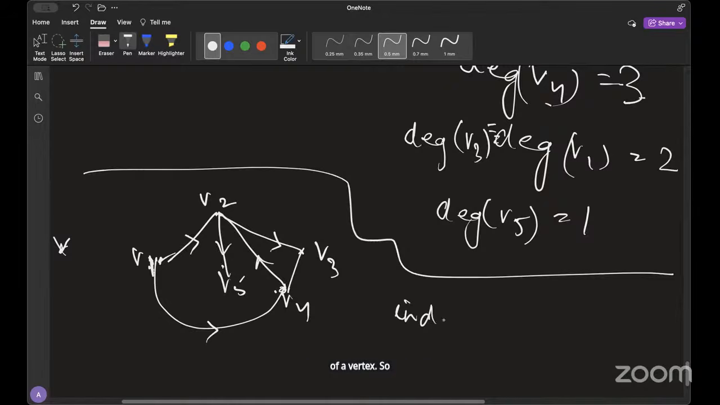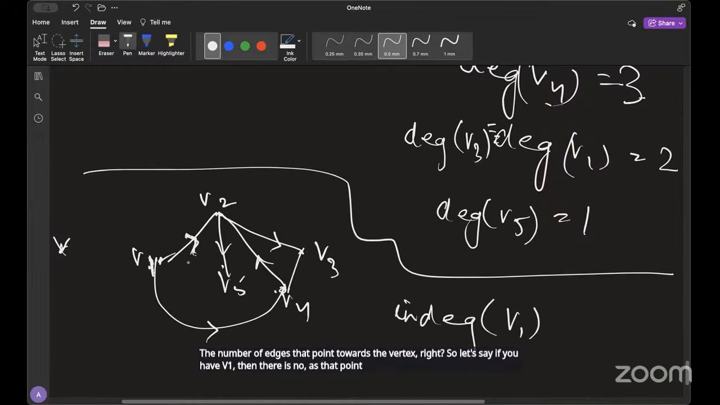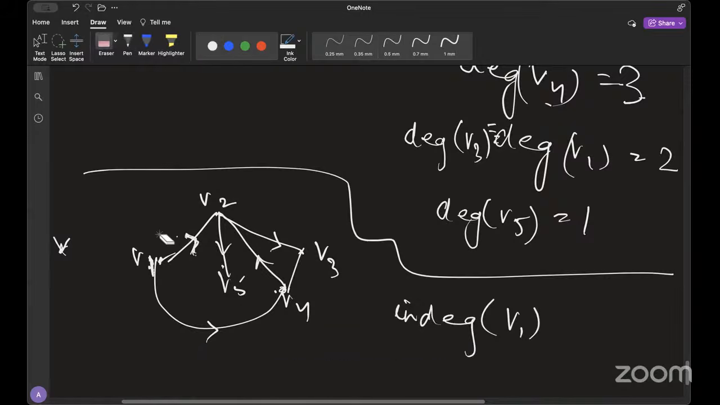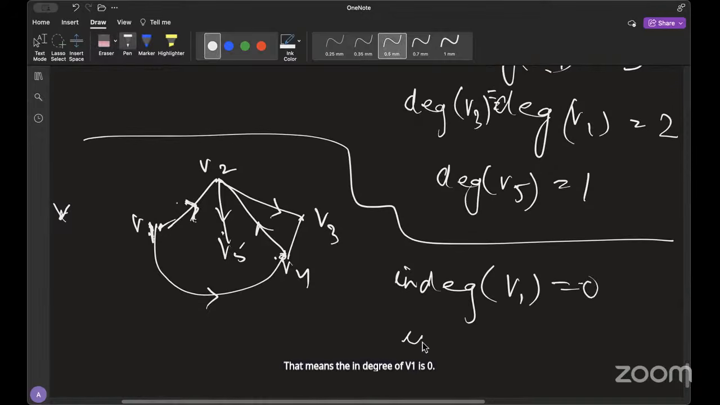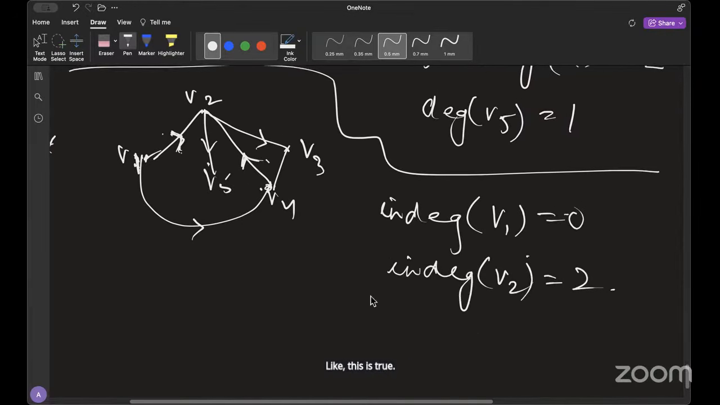In degree means the number of edges that point towards the vertex, right? So let's say if you have V1, then there is no edge that points towards V1. There's no incoming edge. That means the in degree of V1 is 0. In degree of V2 is 1, there's one incoming edge. Okay, there's this one too, right? This is 2. And similarly, you can do it for all the other vertices.